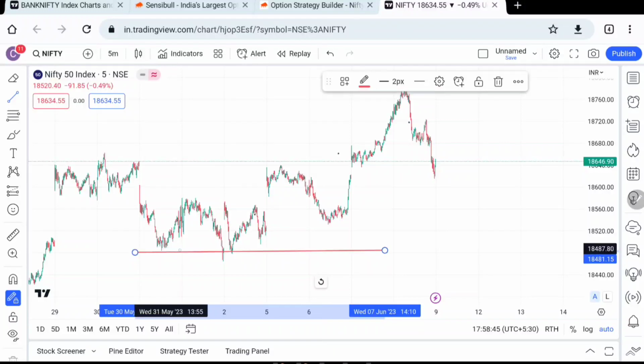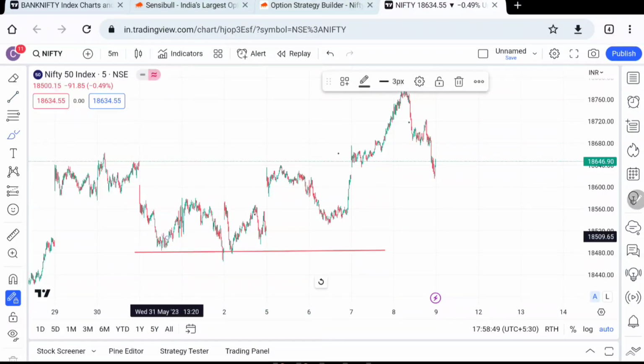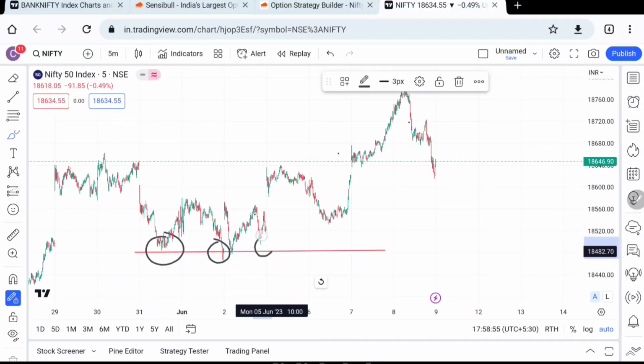Because after touching this point, if I take this brush, see, after touching this point, more or less the market is moving up, which means the buyers are not allowing the market to go beyond this line. So this part is called support, which means the market will try to move up from this point.